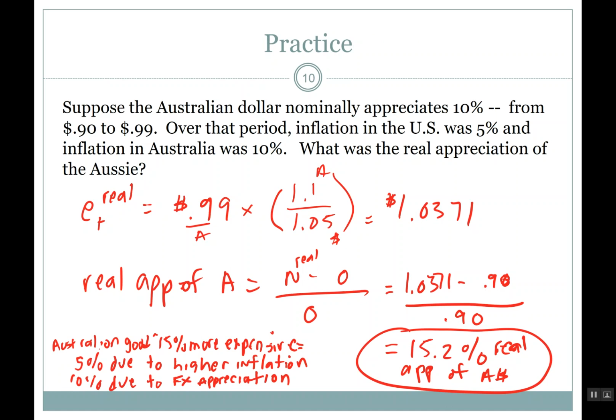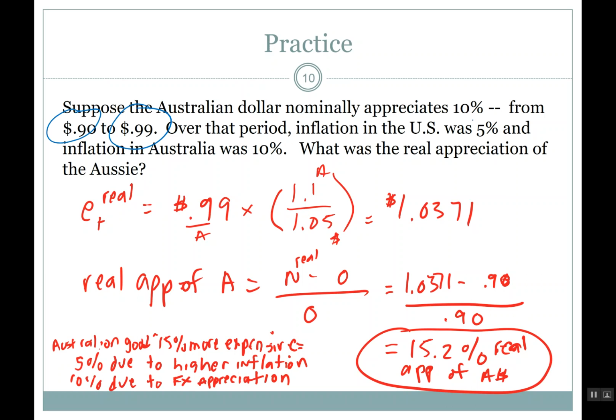Just for fun, I gave you a third one. You're welcome. All right. So the Aussie dollar goes from 90 cents to 99 cents. Without a calculator, what was the appreciation of the Aussie? That's good. 10% appreciation of the Aussie, right? It's a direct quote currency. It went from 90 cents to 99 cents. That's a 10% appreciation of the Aussie.